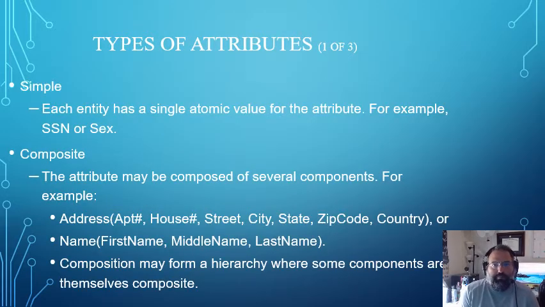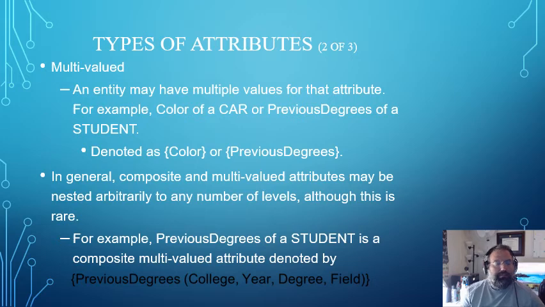So continuing the conversation around attributes, there are simple ones. Each entity has a single atomic value for the attribute, for example, sex or social security number. A composite attribute is an attribute that may be composed of several components. For example, an address, and an address is made up of apartment number, house number, street, city, state, zip code, county, and maybe zip code plus 4. The name is potentially a first name, last name, and middle name. Composition may form a hierarchy where each component is itself a composite.